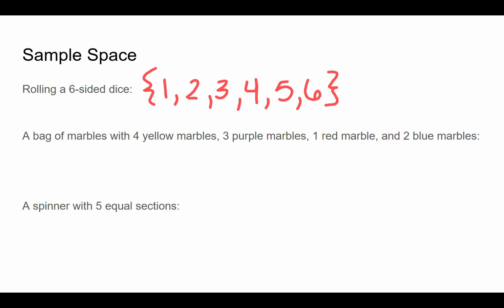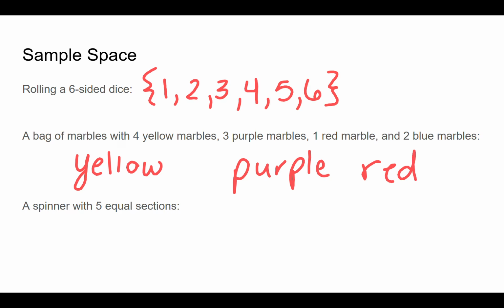Okay, so with this bag of marbles as our second example here, we have a bag of marbles with 4 yellow marbles, 3 purple marbles, 1 red marble, and 2 blue marbles. So in this bag, if I were to pull out 1 marble, what could I get? Well, your first instinct might be to say that your sample space is just yellow, purple, red, and blue, but that's not all.